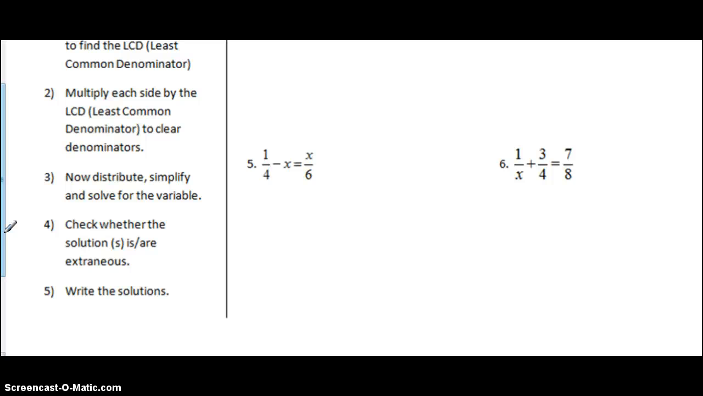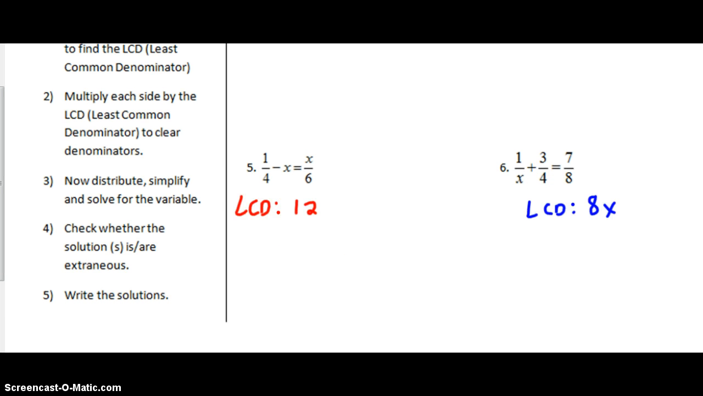So we've been working on the pairs check for least common denominator. Go ahead and pause and see if you can come up with the least common denominator for number 5 and number 6. Okay, so if I had to add all these, my least common denominator would be 12. For all our denominators, 4 and 6, the least common denominator would be 12. For number 6, our least common denominator would be 8x.